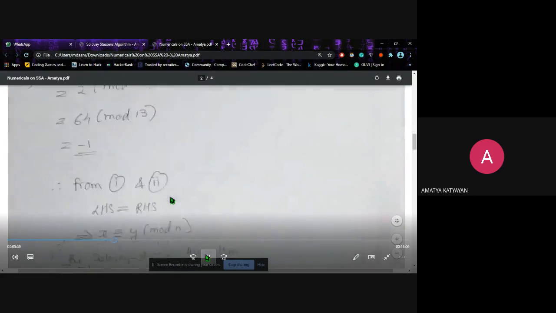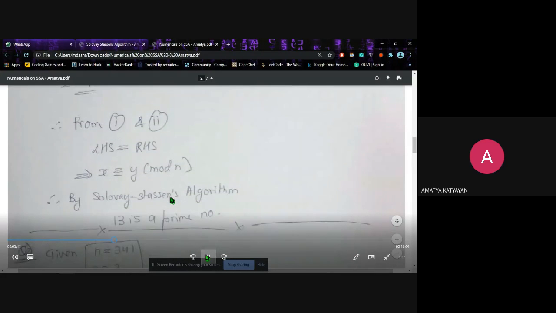And hence, we can conclude using the Solovay-Strassen algorithm that LHS is equal to RHS. So x, LHS was x and RHS was y mod n. Is x congruent to y mod n. Therefore, by the Solovay-Strassen algorithm, we can say 13 is a prime.